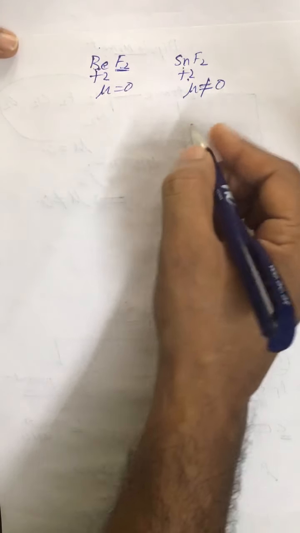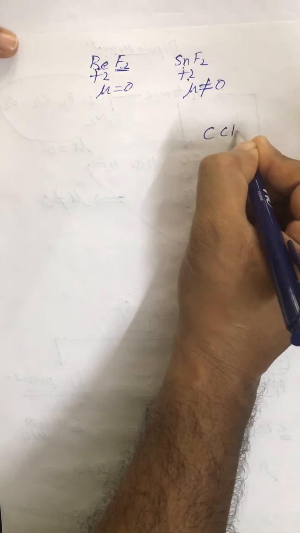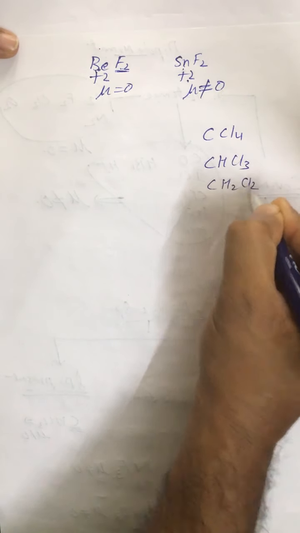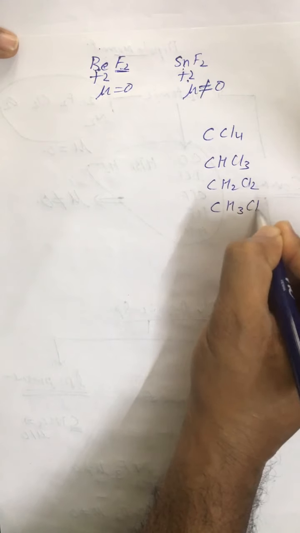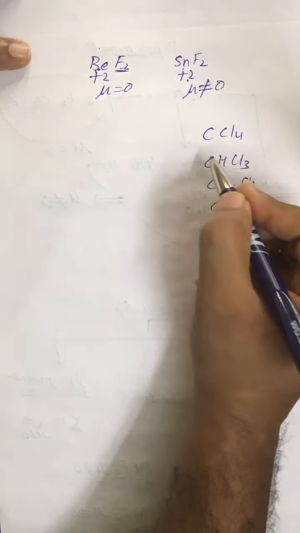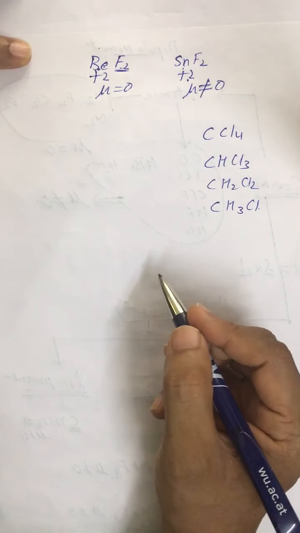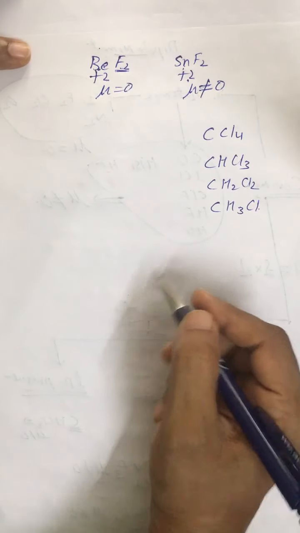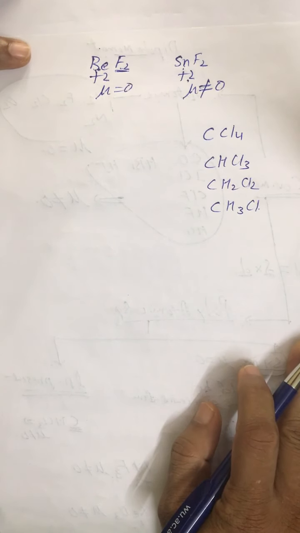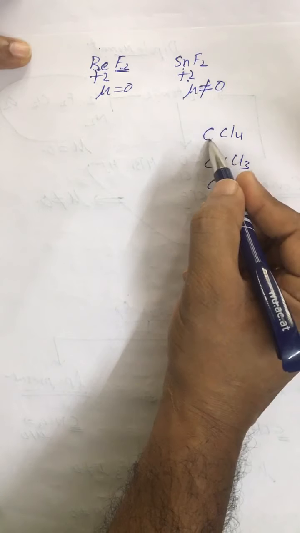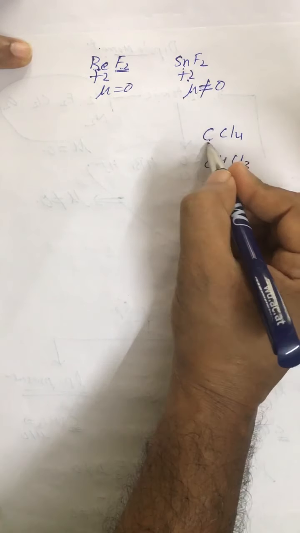So in these cases you should be careful, like CCl4 or CHCl3 or CH2Cl2 or CH3Cl, etc. In these cases, one thing is very simple, that we don't have lone pair of electrons over carbon in any organic molecule. So first condition is followed. But look at the second condition.